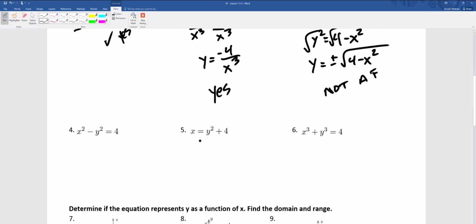For this one, got to get y by itself, so subtract 4. Square root. Now that I have that plus or minus, it's not a function.